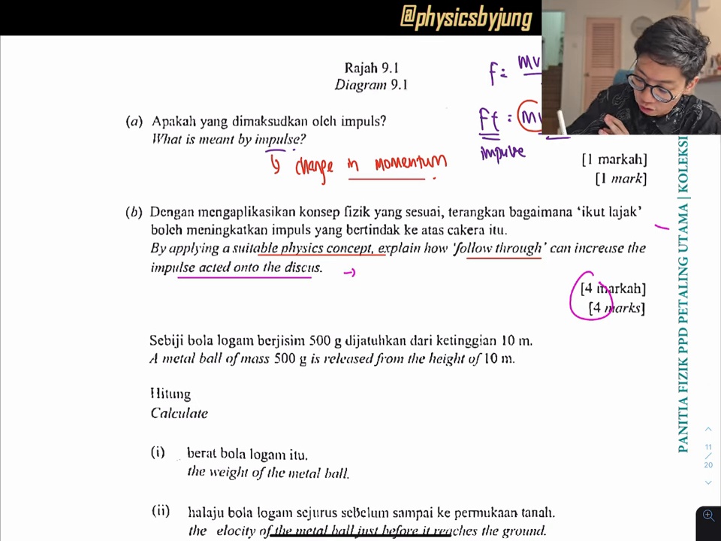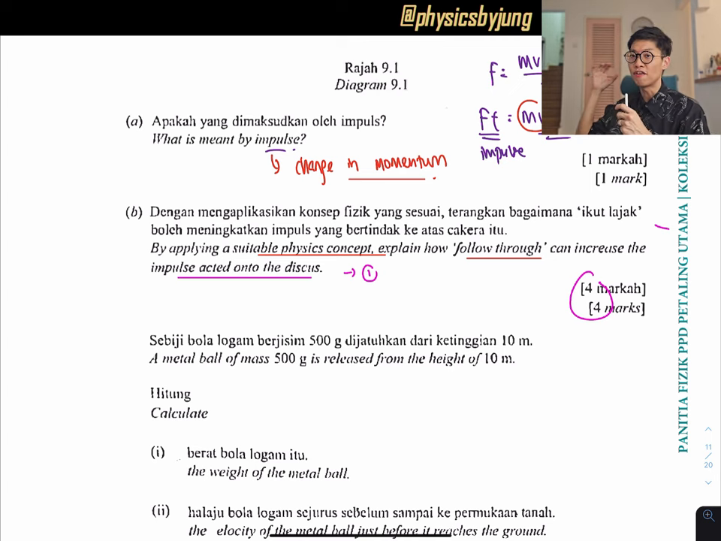First of all, what is a follow-through? The follow-through is the action that, let's say for example, you throw a ball or you play badminton. Your action starts at the back, then you throw something forward like that.